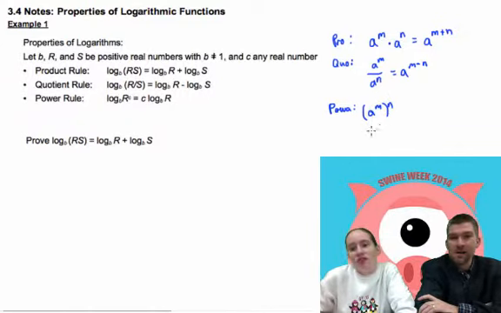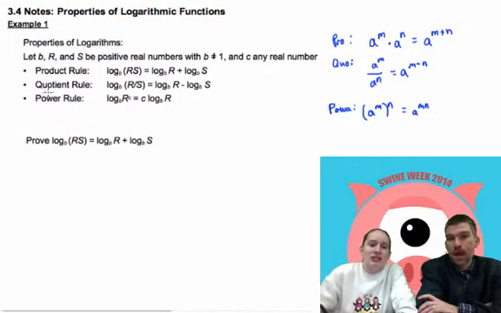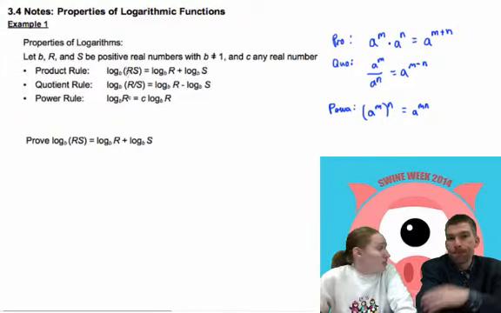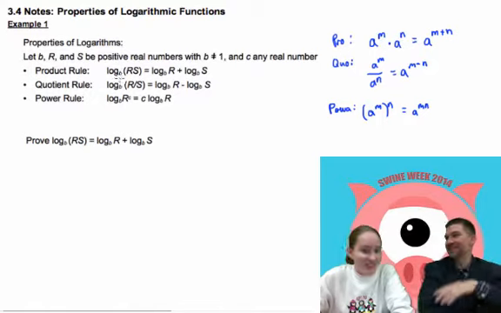The power rule is where you have something and then it's raised to a power, and so you multiply those two things together. Okay, there you go. So those are our exponent rules, and they are connected to these logarithmic rules because logarithms and exponential functions are related. They're inverses. They are. They're inverses, yeah.